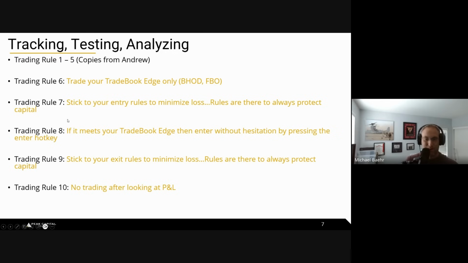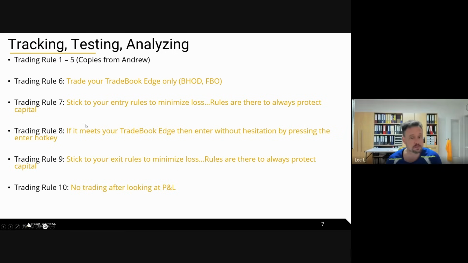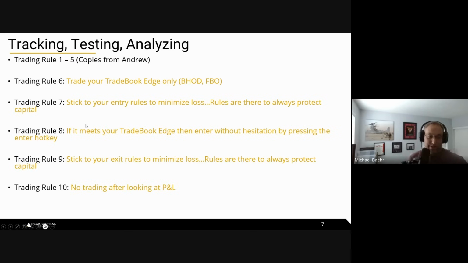Passive, active. Passive, right? Because I'm not doing anything. The way that would be active is no trading after looking at P&L, or after looking at P&L, walk away. Right? Go do something else, because no trading just means I'm not entering any trades. I'm being very passive at it, right?